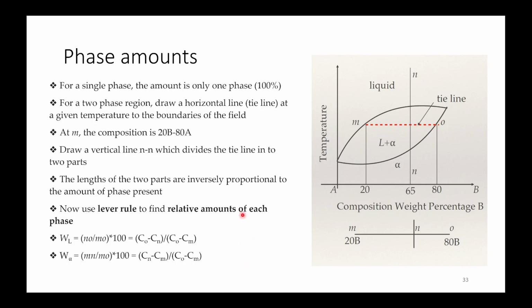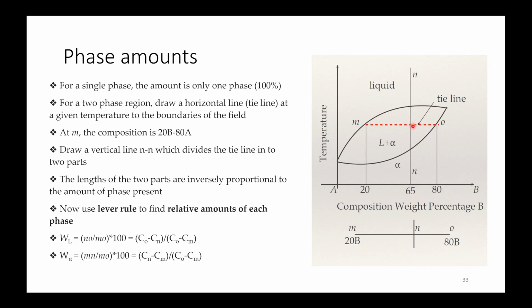Now phase amounts. For a single phase, the amount is only one phase, which will be 100%. And for a two phase region, we have to draw a horizontal line, a tie line, at a given temperature to the boundaries of the field. At this point M, the composition is 20B, 80A, and we have to draw a vertical line, and this NN divides the tie line in two parts.